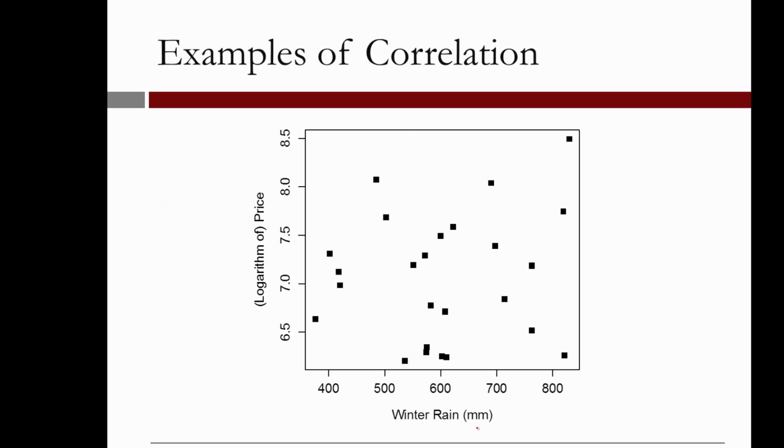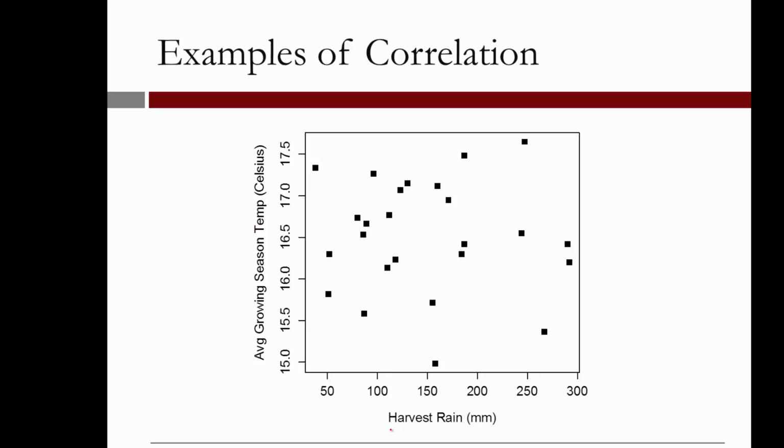This plot graphs winter rain on the x-axis and price on the y-axis. By visually inspecting the plot, it's hard to detect any linear relationship. But it turns out that the correlation between winter rain and price is 0.14. So there's a slight positive relationship between these two variables.